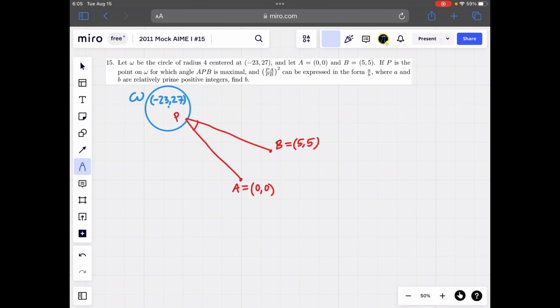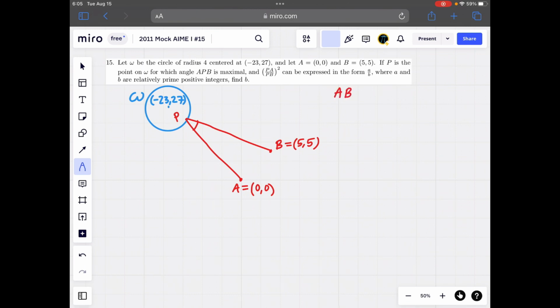And to maximize that angle, we're going to have to use the extended law of sines, because we know that A and B are fixed points, and APB is an angle that varies as P moves along omega. And because A and B are fixed points, the distance between them is always the same. So it makes sense to use the extended law of sines.